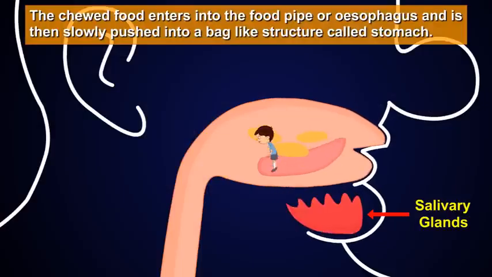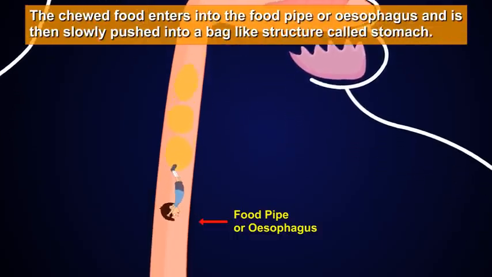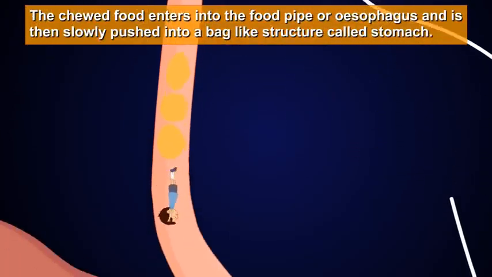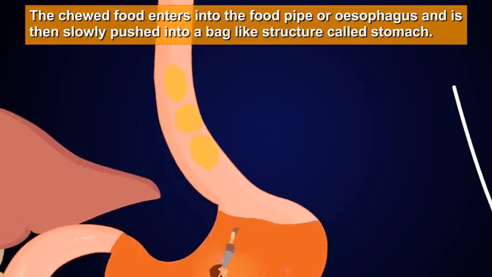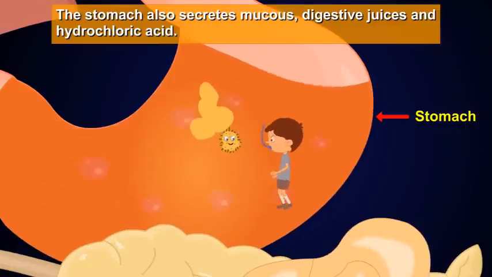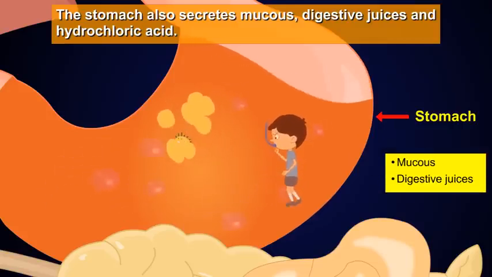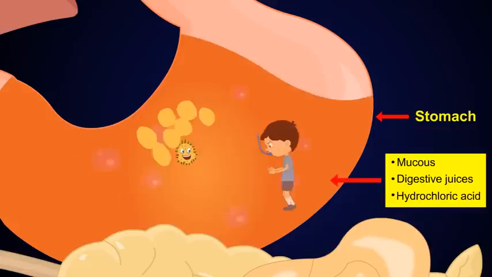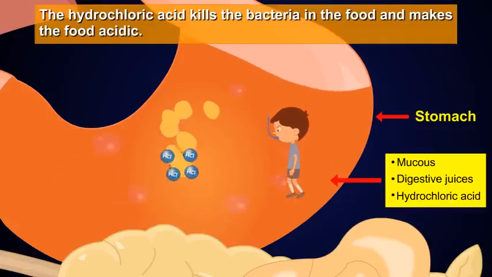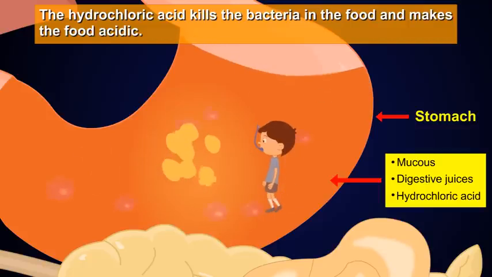The chewed food enters into the food pipe or esophagus and is then slowly pushed into a bag-like structure called stomach. The stomach also secretes mucus, digestive juices, and hydrochloric acid. The hydrochloric acid kills the bacteria in the food and makes the food acidic.